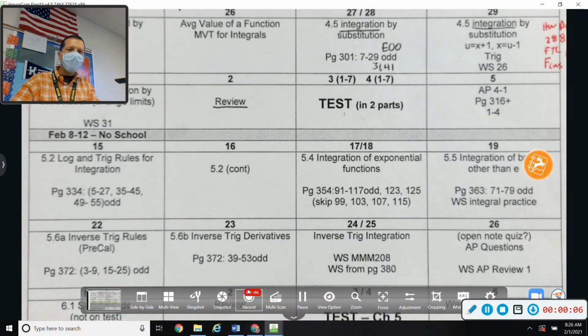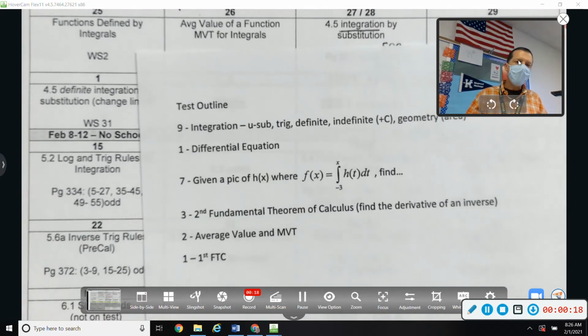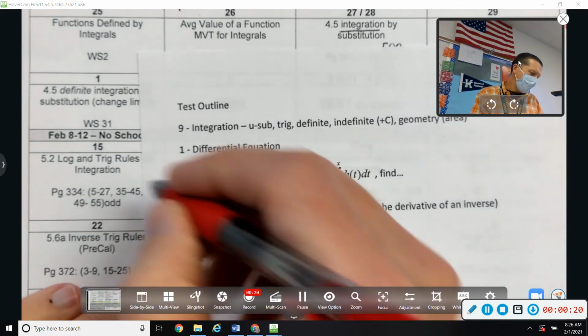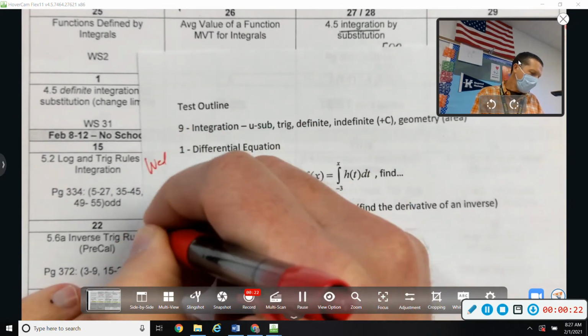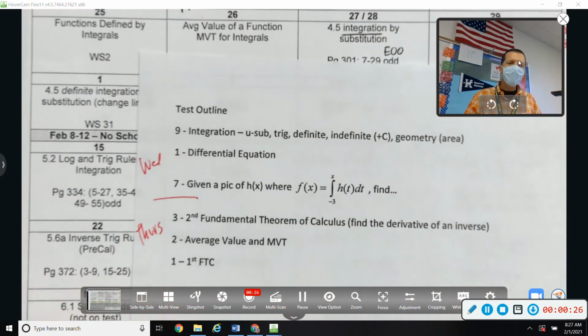Alright, you guys know that we have a test this week. I returned your homework today so that you can begin or continue looking over it. We've looked at what's on each part of the test, roughly the Wednesday, Thursday breakdown of what is what.